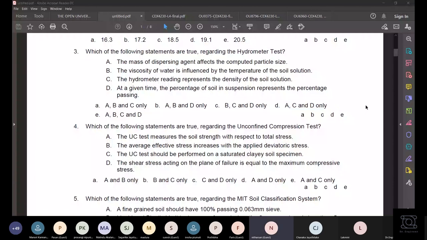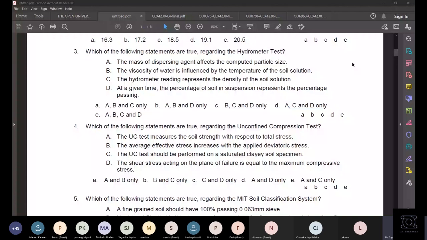So, what is the reason for statement A being wrong? Statement A says you are not going to do any correction for particle size, right? The dispersion agent will change the density of the solution when you mix a different agent. So there is a reason for using a dispersion agent, right?